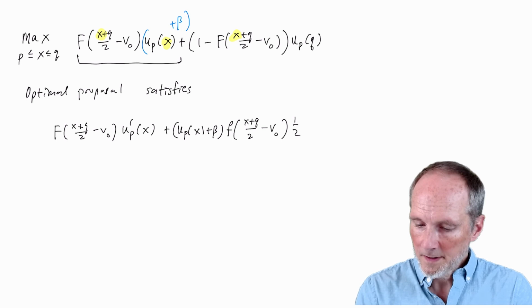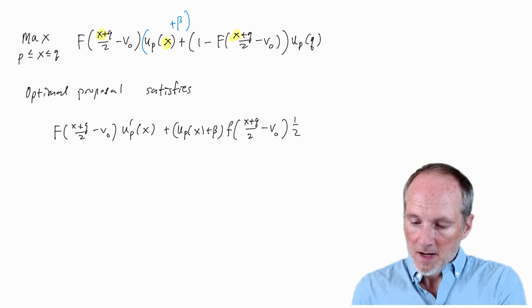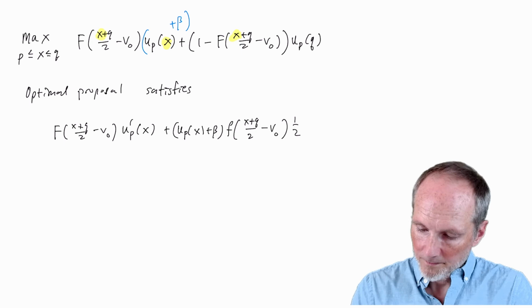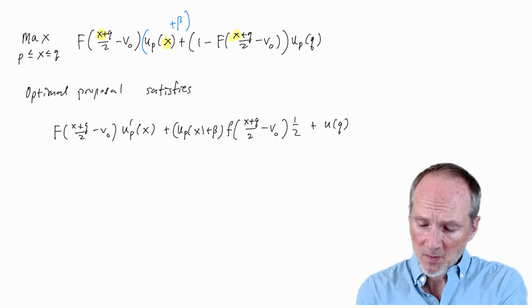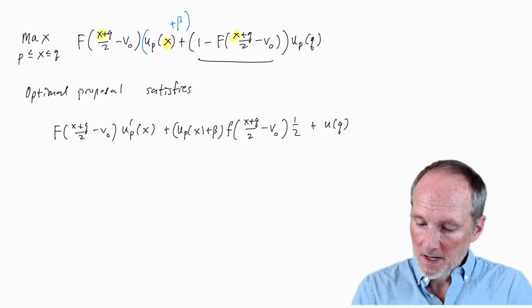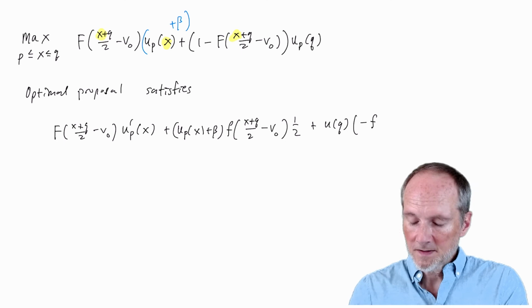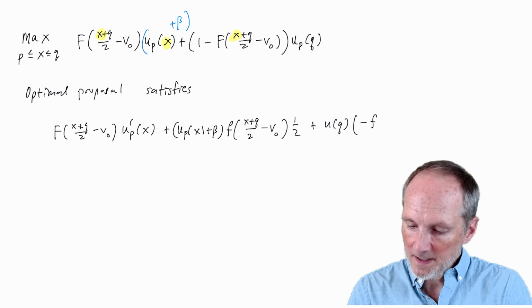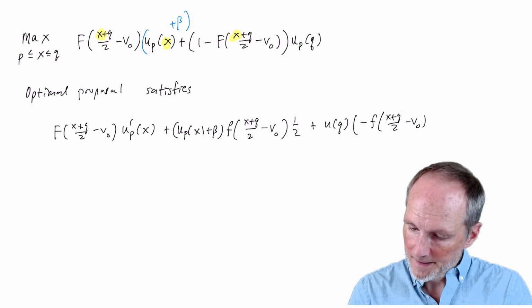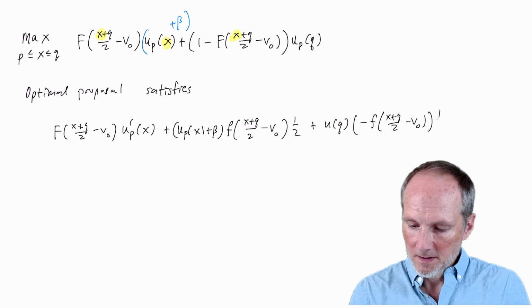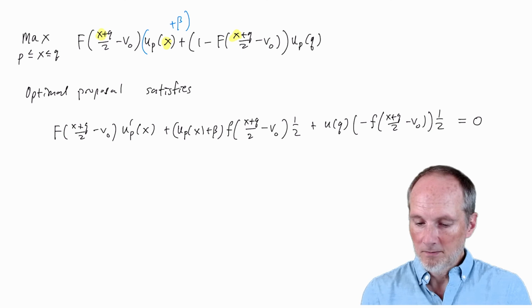Now, on this side here, it's a little bit simpler because the status quo doesn't depend on x. So that's just a constant. We're going to take the derivative, though, of the probability of rejection, and there's going to be a minus. Again, I'm using this fundamental theorem of calculus. So it's going to be -1 times the density evaluated at x plus q over 2 minus v naught. And then we need to use the chain rule again. And then that whole thing equals 0. Okay, so that's a messy expression.